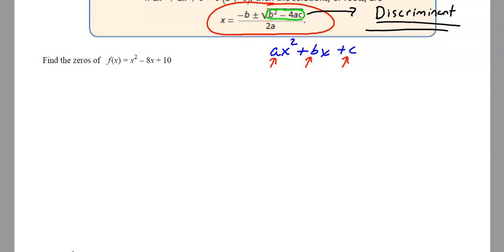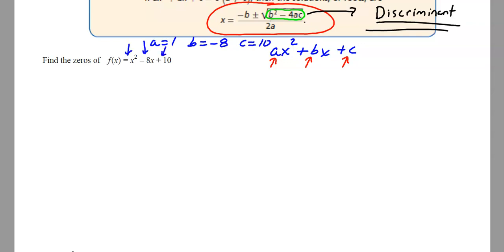That little piece allows me to analyze an equation early and know how many zeros it's going to have and whether they're going to be real or imaginary. All right, let's get after the mechanics. First of all, a, b, and c. A is 1, b is -8, and c is 10. I pulled those from right here, these coefficients.